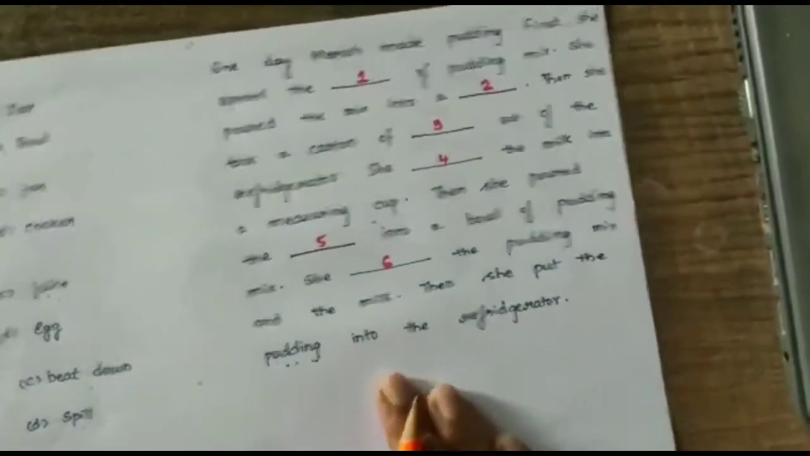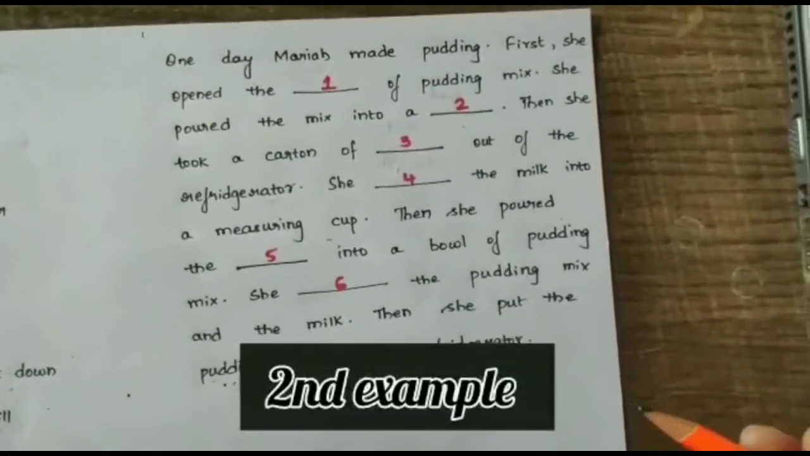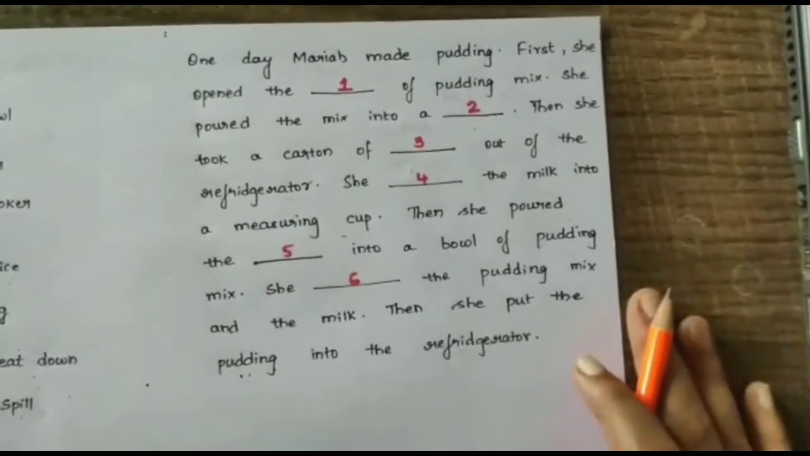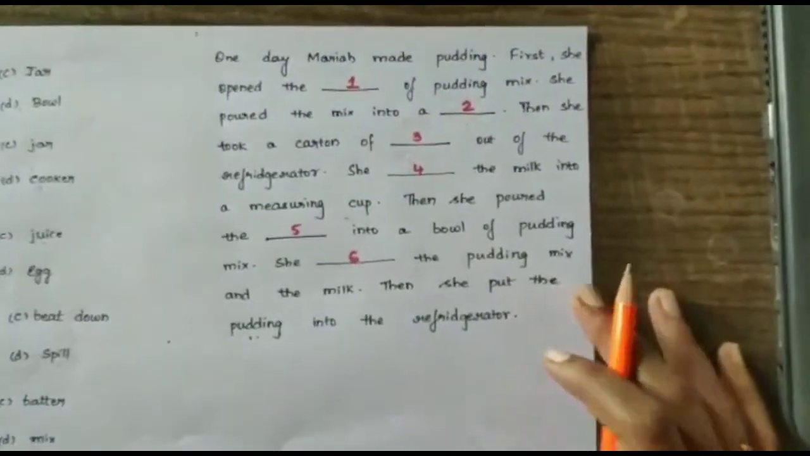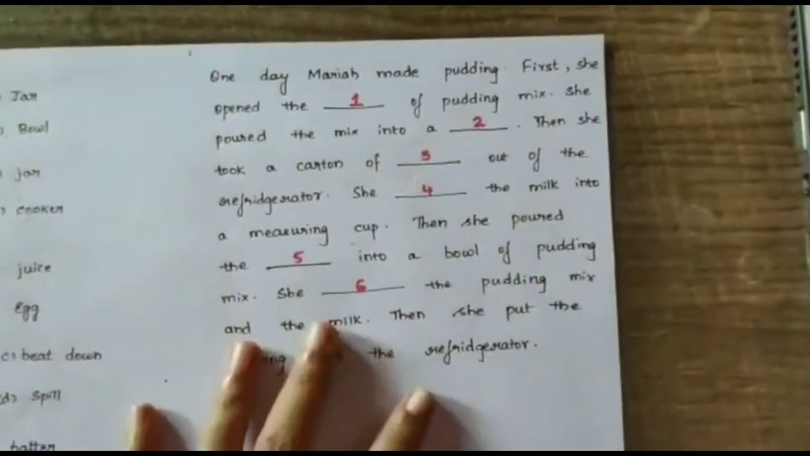Okay, this is another kind of example. In the previous one, they didn't give any options. Here they also gave choices for the correct answers. So first we will read the passage.